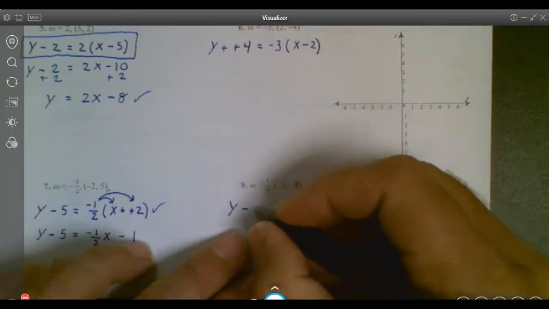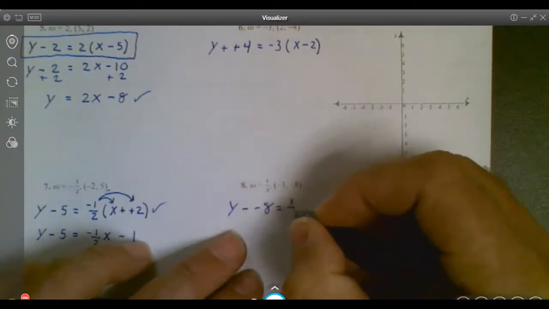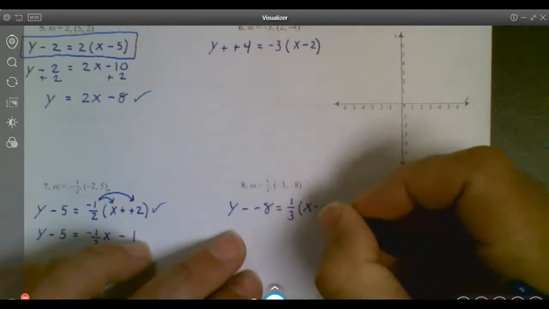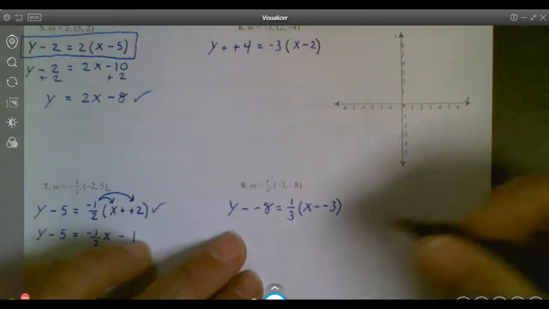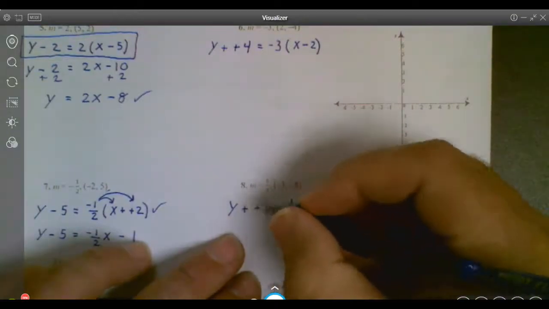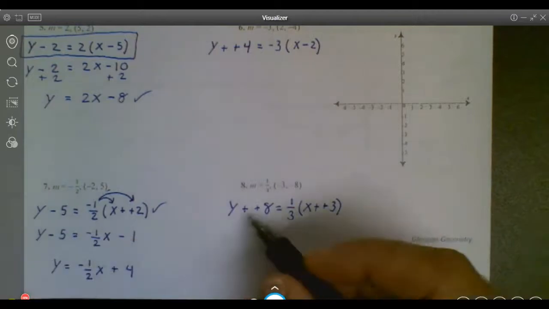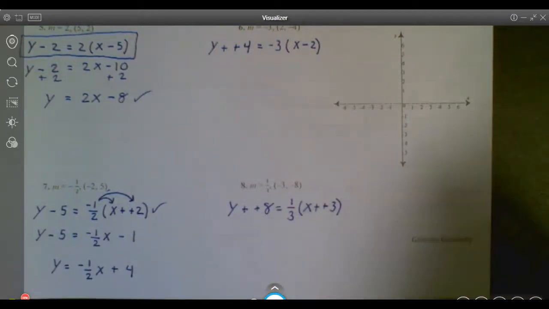So my y-coordinate's negative 8. My slope is 1/3. My x-coordinate is negative 3. So here we go. And again, directions said point slope. So I would leave the answer like this. That's my point slope. And you don't need two plus signs. You could just write it as y plus 8 and x plus 3. But that would be the answer in point slope form.